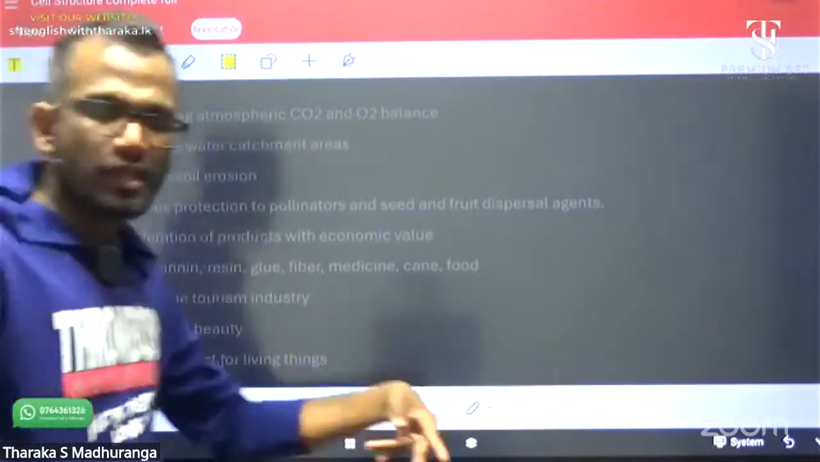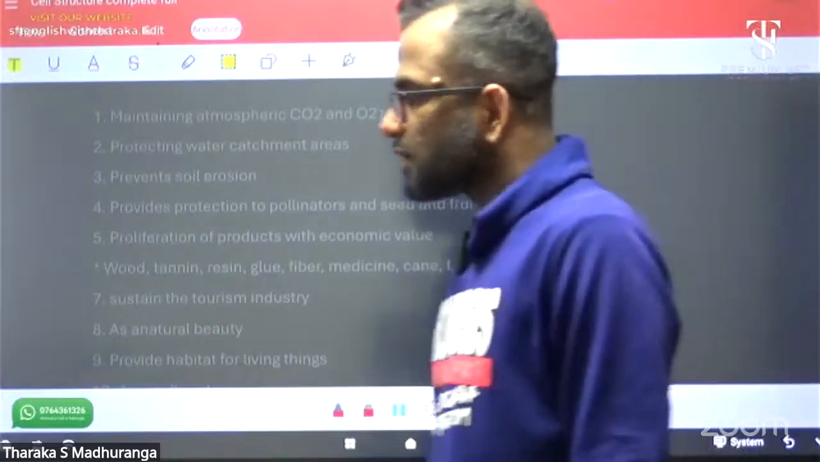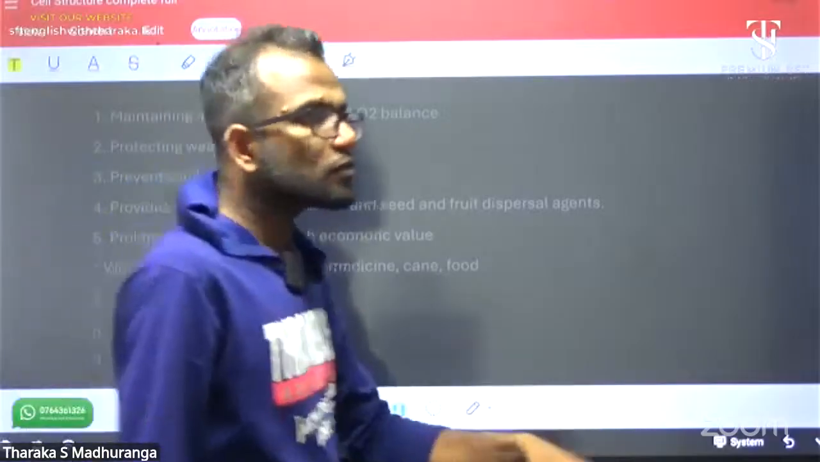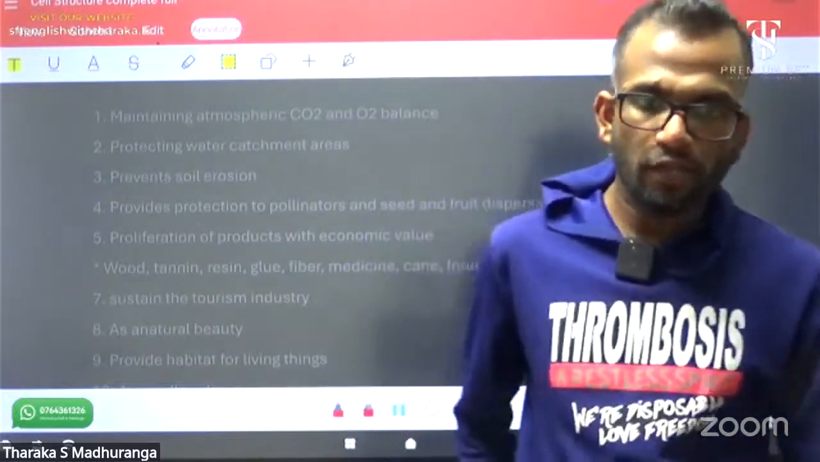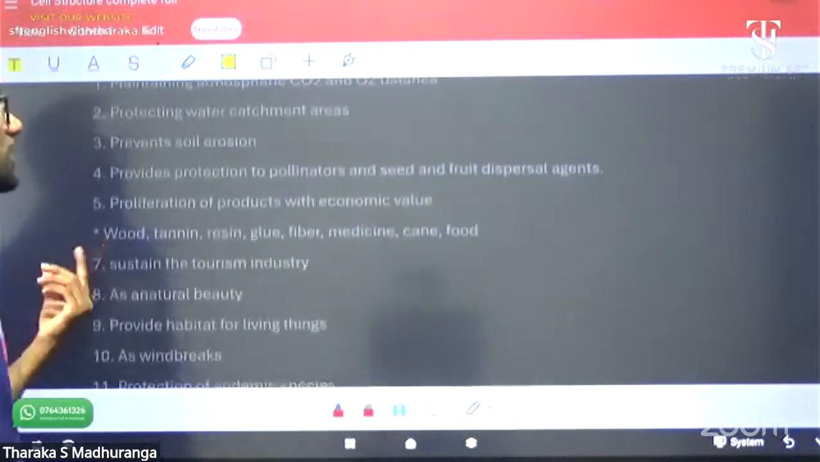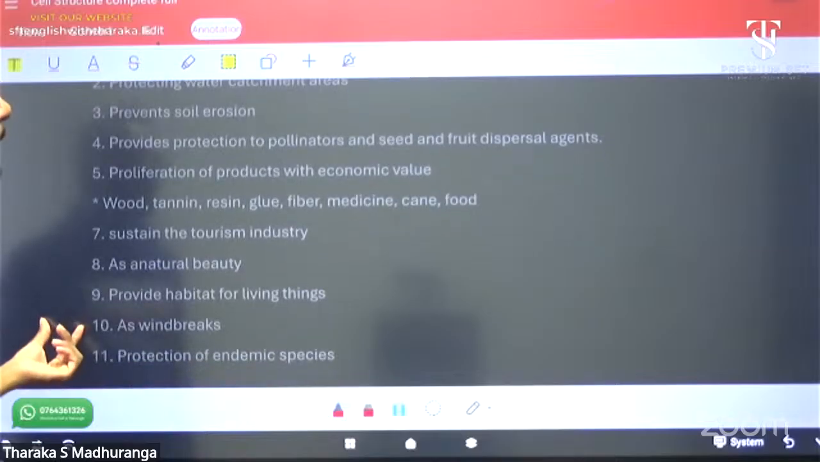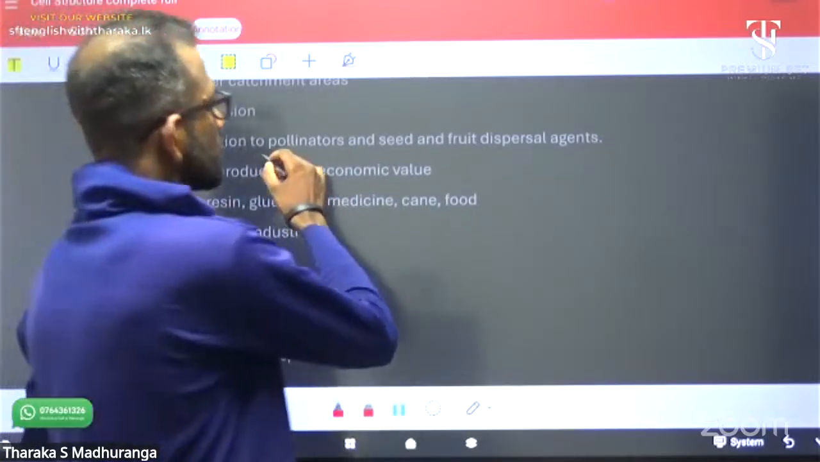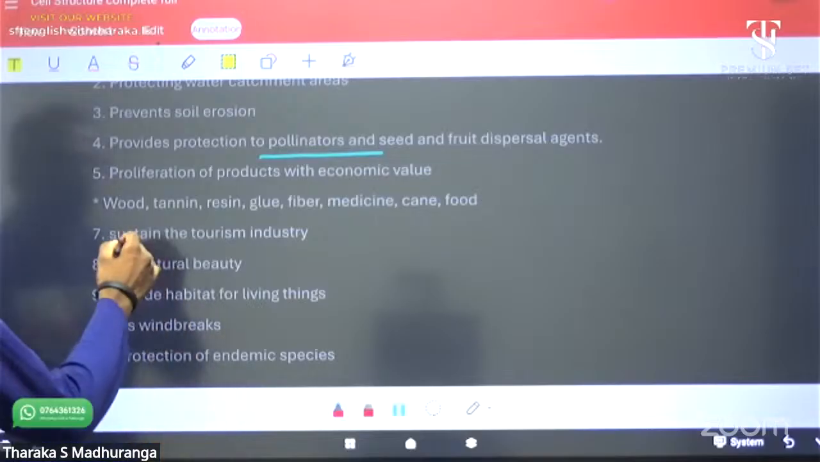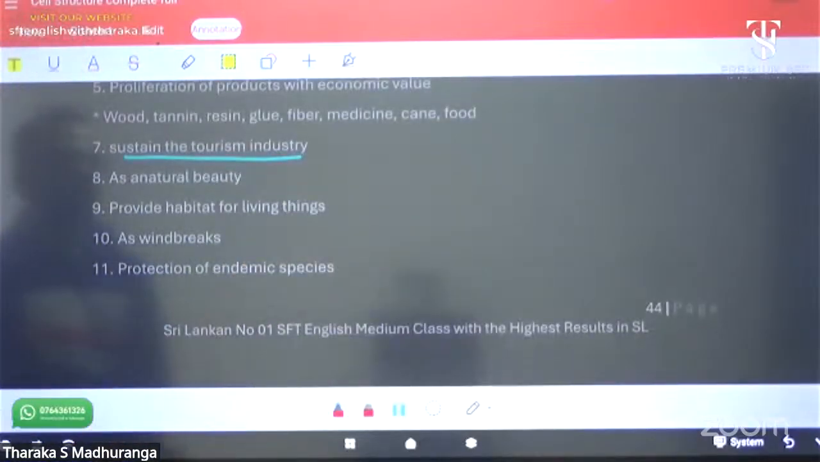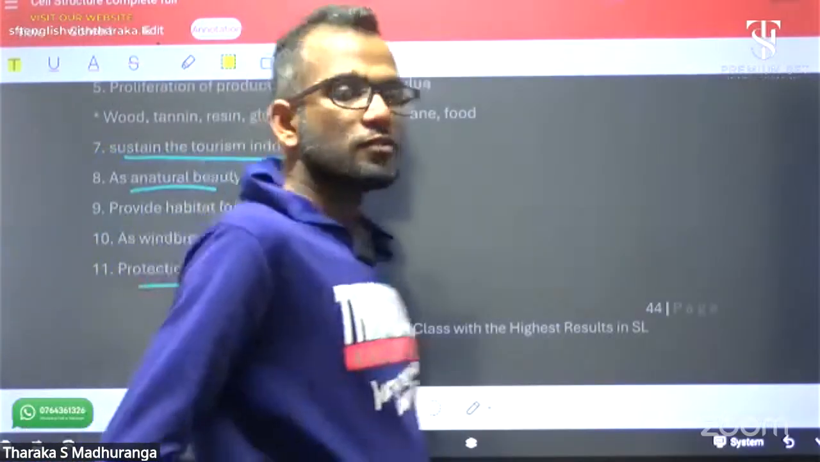Okay, importance of forest. You already know. It maintains the oxygen carbon dioxide balance, and it protects against soil erosion and maintains soil fertility, and it increases biodiversity and protects valuable genomes, and protects water resources, and provides valuable wood, and provides protection for pollinators and seed germinators, and for the tourism industry, for natural beauty, and protection of endemic species.